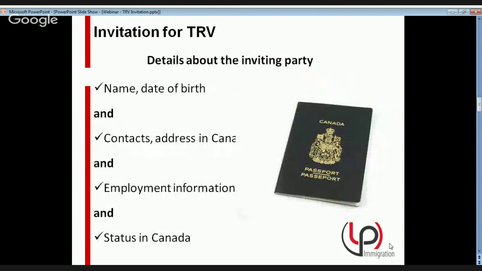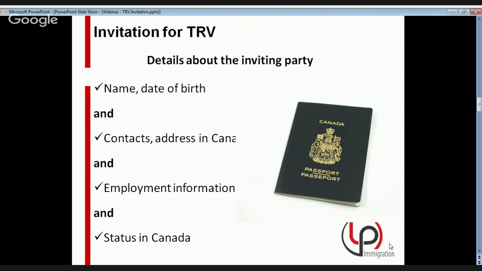Details about the inviting party. Full name and date of birth. Very simple. Address of residence in Canada and full contact details, including phone, including email. An inviting party may be contacted by an immigration officer to verify application details, if it is required, of course. So all the contact information in Canada should be included.